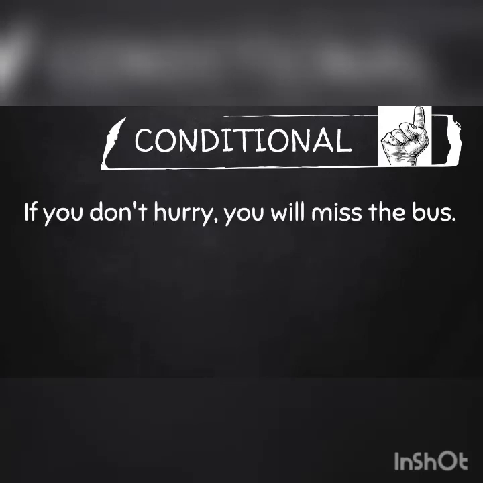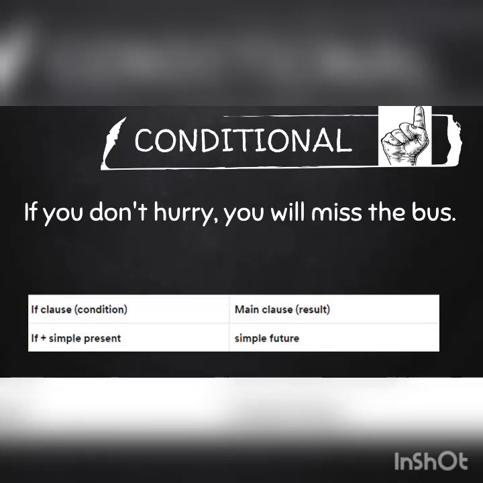So here comes the structure of the conditional type 1. First we have if, and then you don't hurry. Don't hurry is the simple present of the verb hurry, plus simple future. You will miss the bus. Will miss is the simple future of the verb miss. Remember, I can also say you will miss the bus if you don't hurry. That is, I will start with the result, you will miss the bus, then I will mention the condition or the cause, which is if you don't hurry. You will miss the bus if you don't hurry.